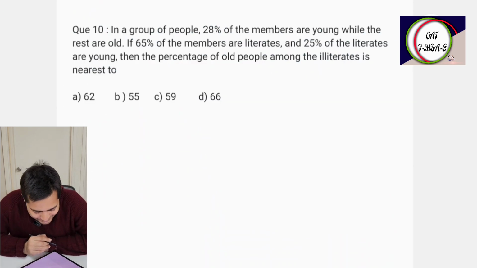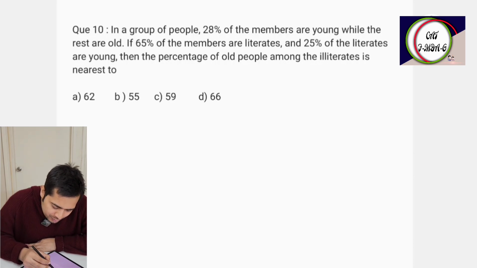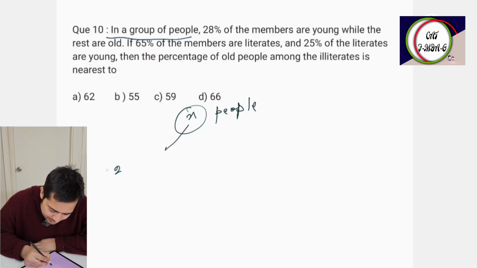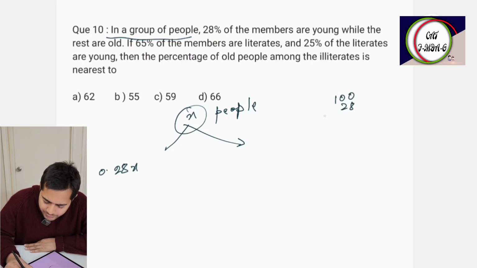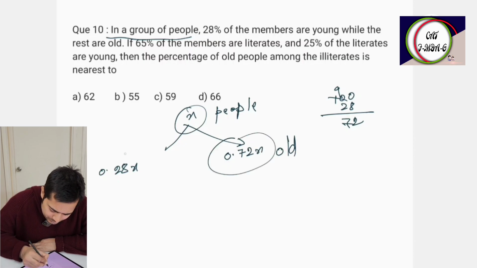Okay, friends. You can solve these kinds of questions with the help of a Venn diagram also. There are other tricks also, but we'll try to do it as simply as we can. There is a group of people. Let us say there are X people. It is given that 28% are young, rest are old. So 100 minus 28, so 0.72x are old, 0.28x young.